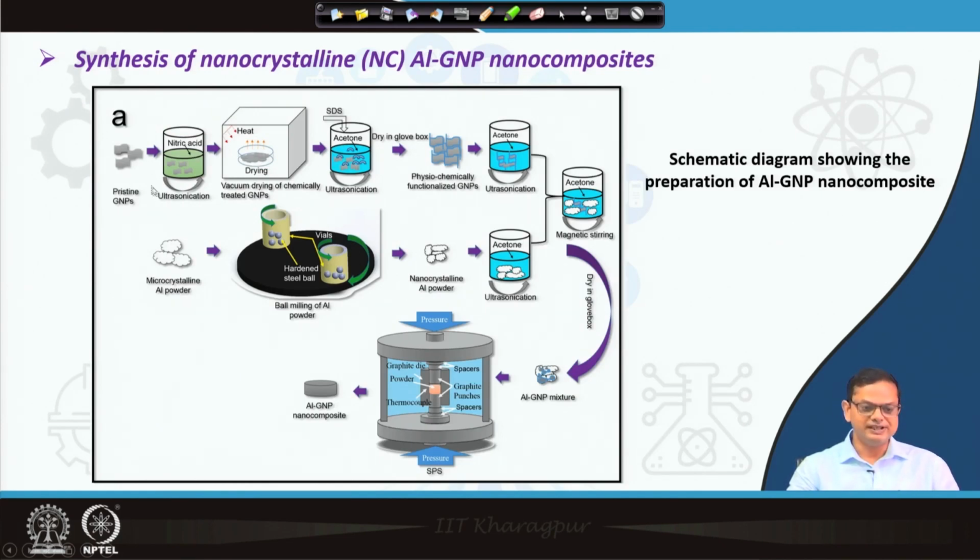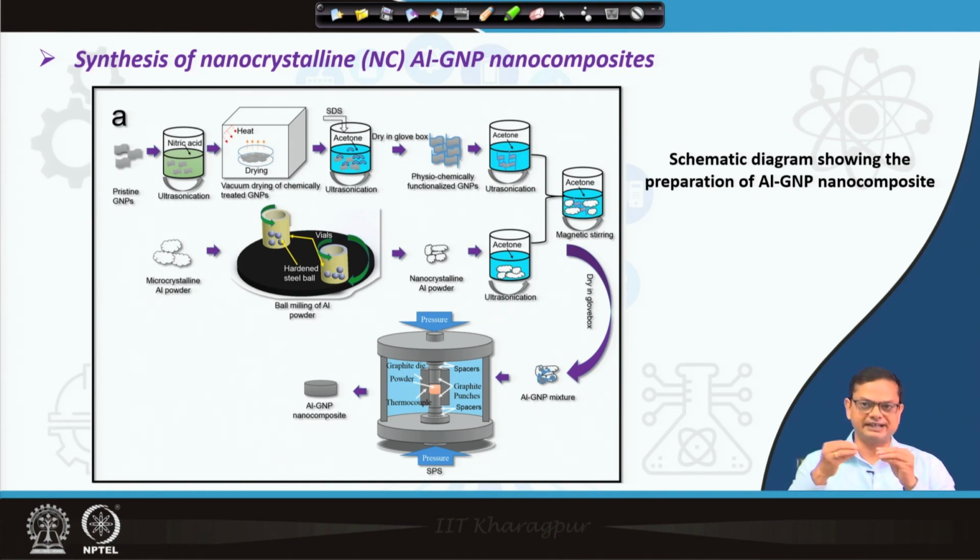Because the GNPs are nanoparticles, the first thing we have to do is homogenize them properly. To homogenize, functionalization is done; physical and chemical functionalization both can be done. In this example, both are used. First it has been chemically functionalized by nitric acid, as you can see here, and then it has been mixed nicely again, and then treated with SDS. SDS is basically sodium dodecyl sulfate. It is a physical surfactant which actually improves the dispersion of the graphene nanoplatelets.